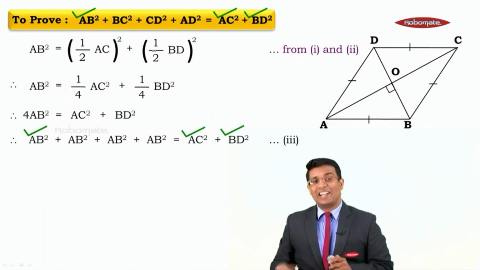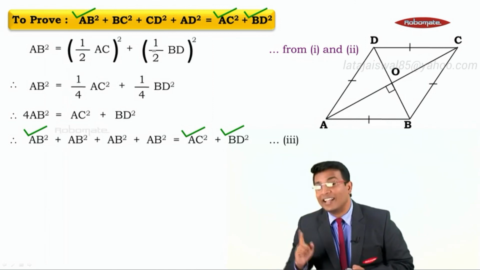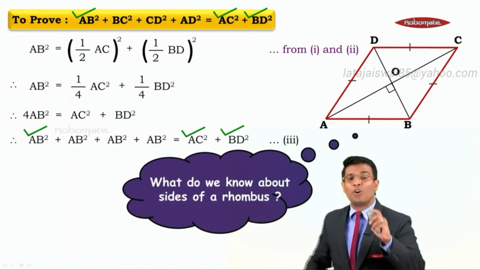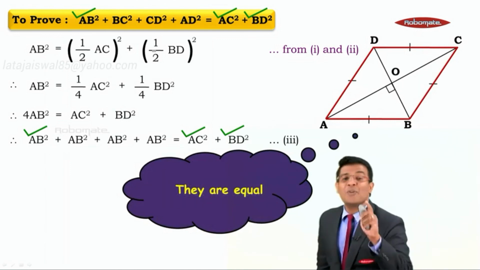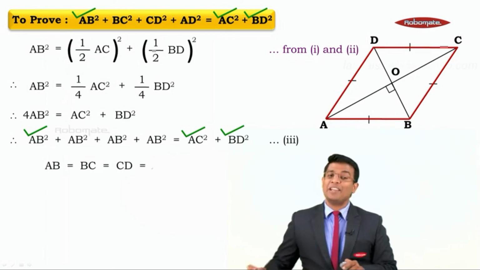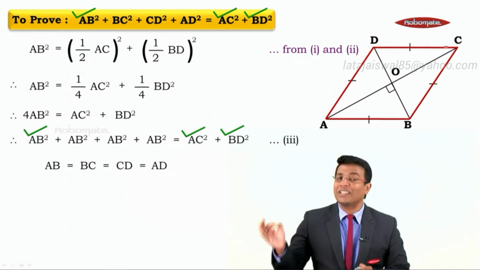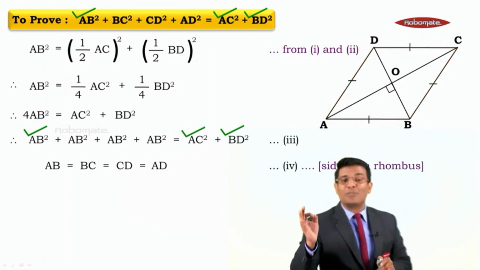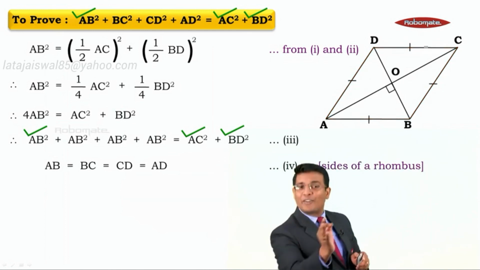You know that AB, BC, CD and AD, what are they? They are the sides of a rhombus. And what do we know about the sides of a rhombus? We know that they are equal. That means we can write AB is equal to BC is equal to CD is equal to AD, which will be a statement number 4, and the reason is sides of a rhombus.